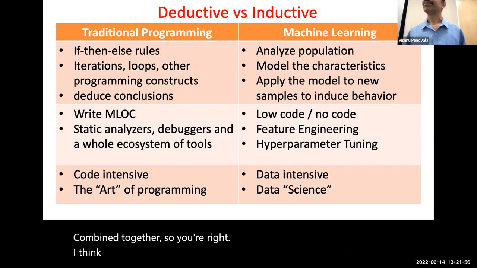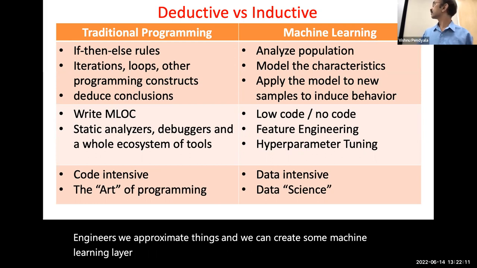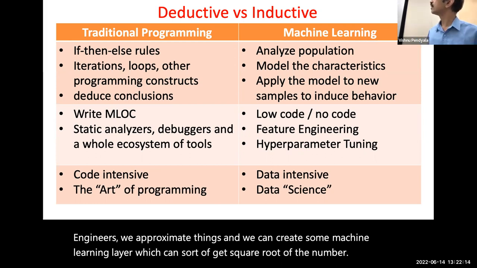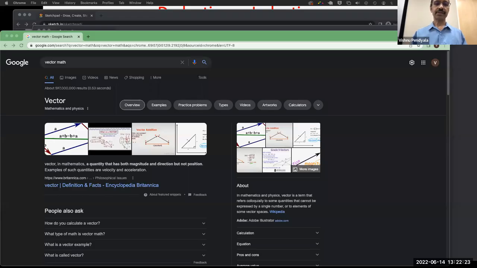But I think the question there is, as engineers, we approximate things and we can create some machine learning layer which can sort of get the square root of a number. When you look at it from more theoretical at the background, do we understand the bounds of it, that this is exactly what we are doing? Whatever that is created here is actually the code of this model or this relationship, whatever that relationship is. It is an active area of research.